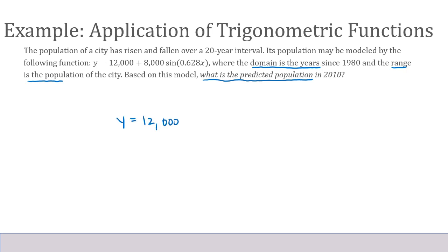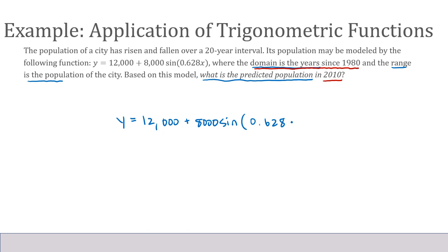And so I'm going to use that equation, and I am going to substitute in the x value that I hope has been given to us. The x value would be the input, and the input is the domain. Now the domain has been listed for us as years since 1980. So we are talking about the year 2010.